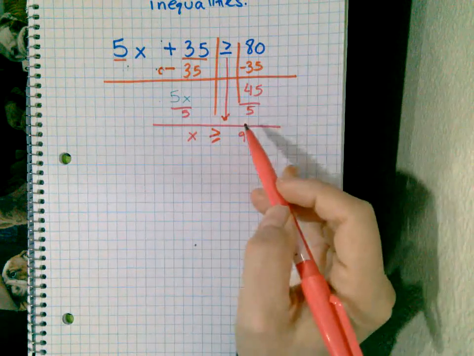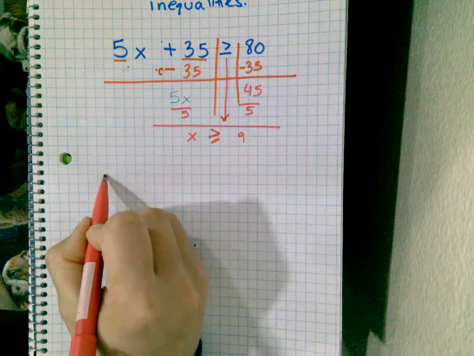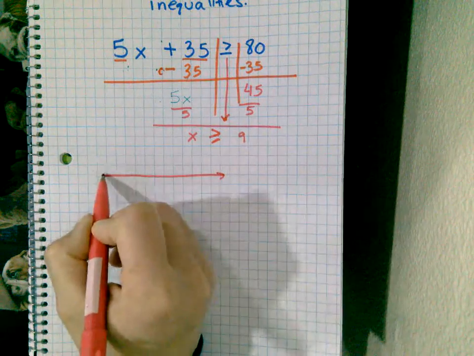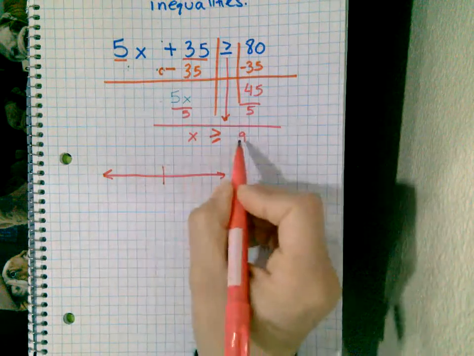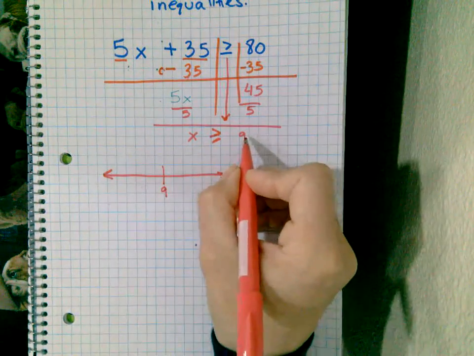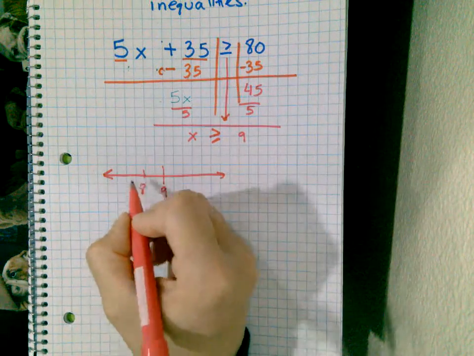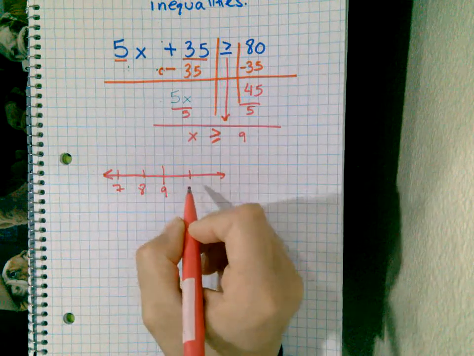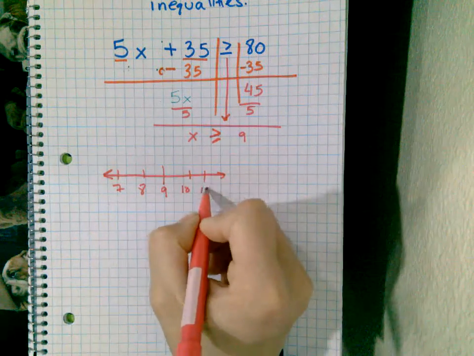So you're going to solve it. You're going to tell me the answer, and then you're going to graph it. Graphing involves drawing a number line with this number in the middle that you solved for. So I solved for 9. I'm going to put it in the middle. I'm going to have 2 numbers that are below it and 2 numbers that are above it, 9, 10, 11.